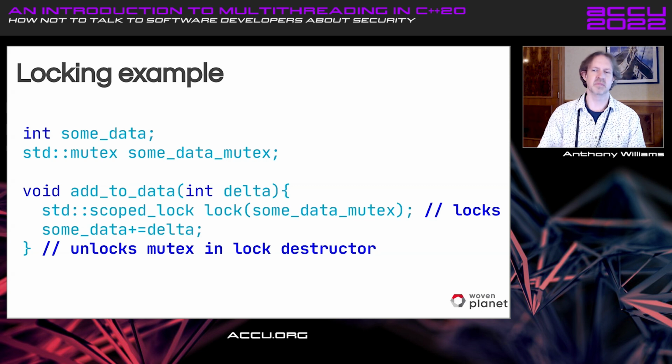So we have some data that's protected by some mutex, and we want to update the data. We use our scoped lock to lock the mutex. It's an RAII type, so it locks in its constructor and unlocks in the destructor. We can access the data in between. Everything is straightforward. It is a template, but there's a deduction guide, so you don't need to specify the type of your mutex. You just say scoped lock on some mutex.